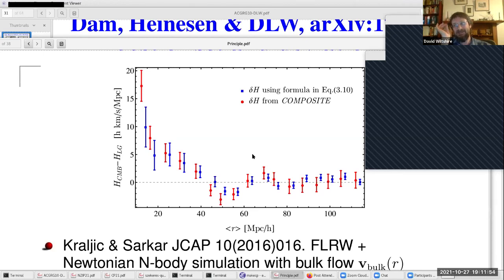With really good data, then yes, you could do this. If we got fantastic data, and we know how to deal with the systematic uncertainties and all those Malmquist biases, there's the inhomogeneous Malmquist bias, there are all sorts of ones which are very difficult to deal with.